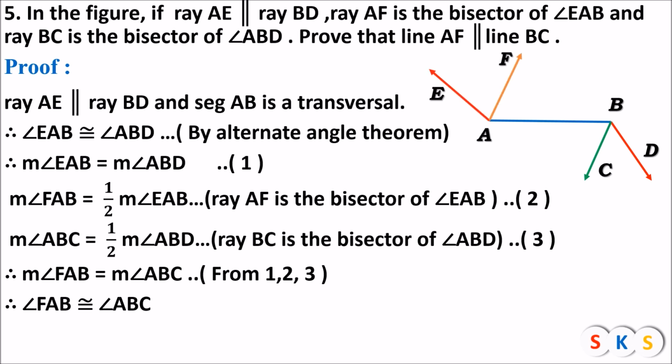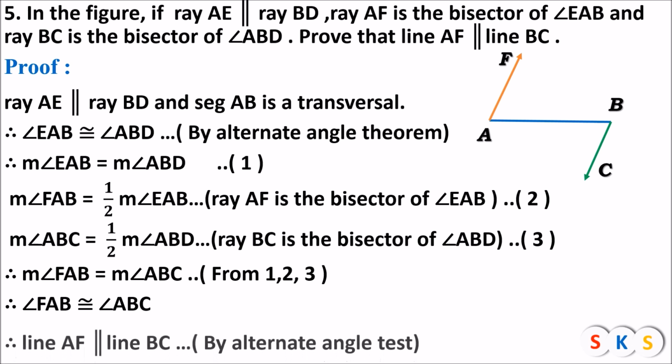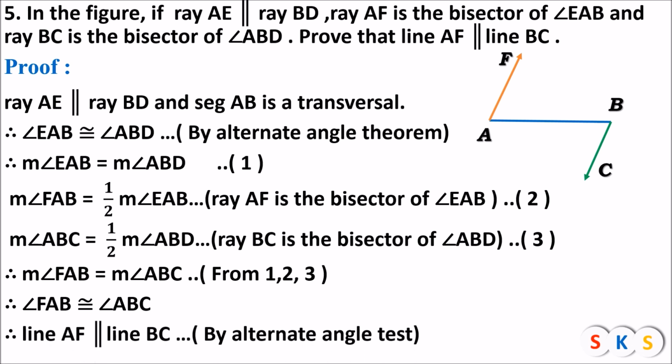If the measures are equal, definitely the angles will be congruent. Look at this figure. Here you can see angle FAB is congruent to angle ABC. Just now I have proved it. And what kind of angles are they? They are alternate angles, and we know if the alternate angles formed by two lines are congruent, then those two lines are parallel. Therefore, line AF is parallel to line BC by the alternate angle test.